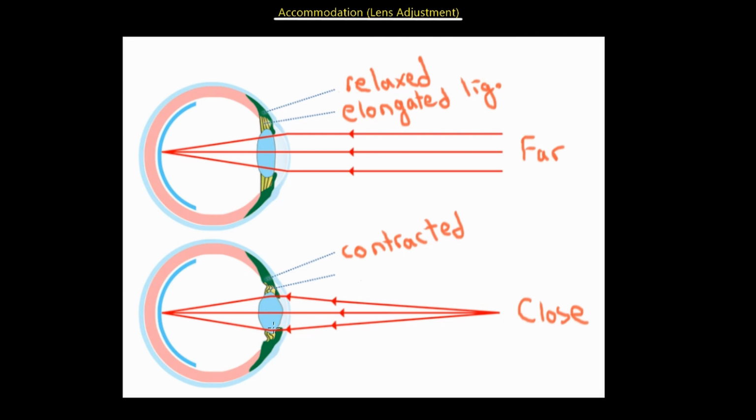The strings here are not going to be pulling on the lens, and therefore the lens is going to be a more round shape. So the suspensory ligament is going to be relaxed. Therefore, the lens is able to adjust by becoming more condensed and more round, and it's going to be able to adjust for close accommodation.